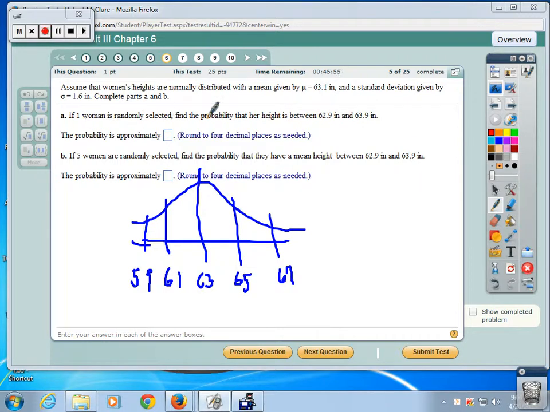If one woman is randomly selected between 62.9, which is right below 63, and 63.9, which is right at what? 64. So even with the calculator, you still need to have a z-score here and a z-score here. And whether you use the table or the calculator depends on you.